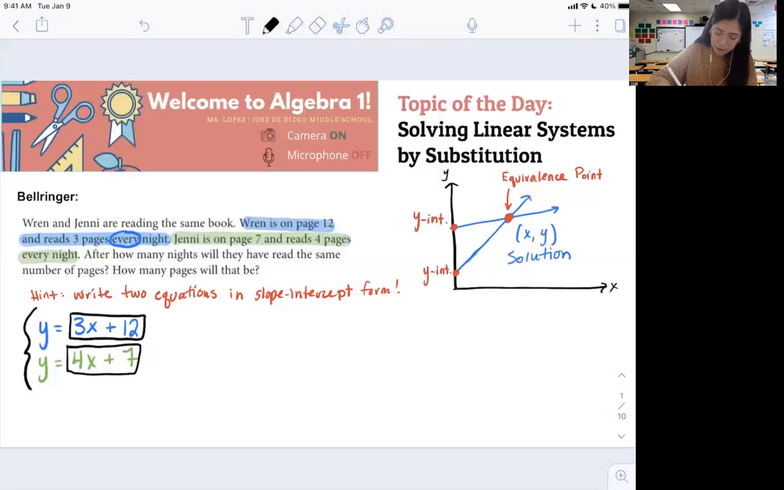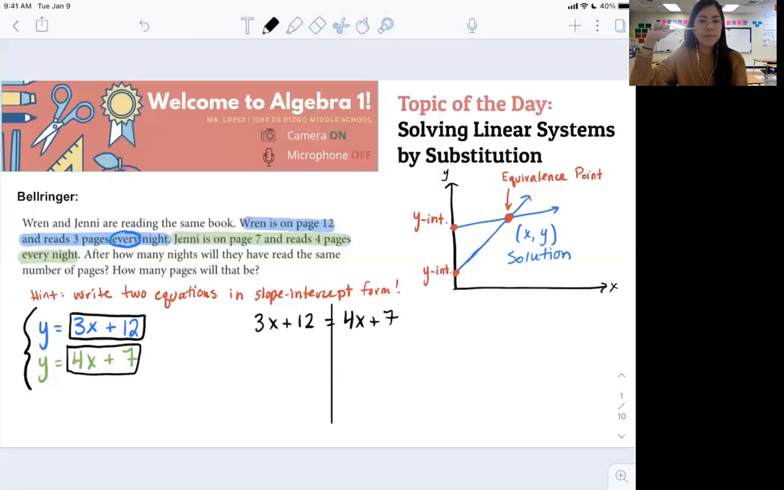So I can write 3x plus 12 is equal to 4x plus 7. And from there, look at what we have. We have one equation with one variable. We can solve for x. Okay, so go ahead and write this down. And then let's work on solving this together. What can I do to solve for x?